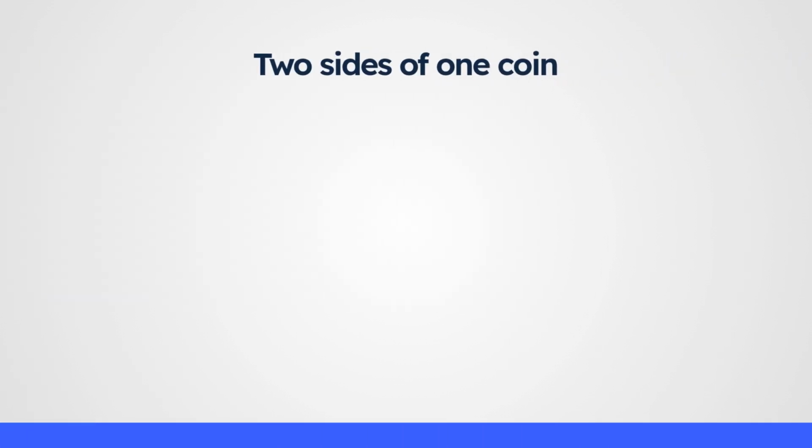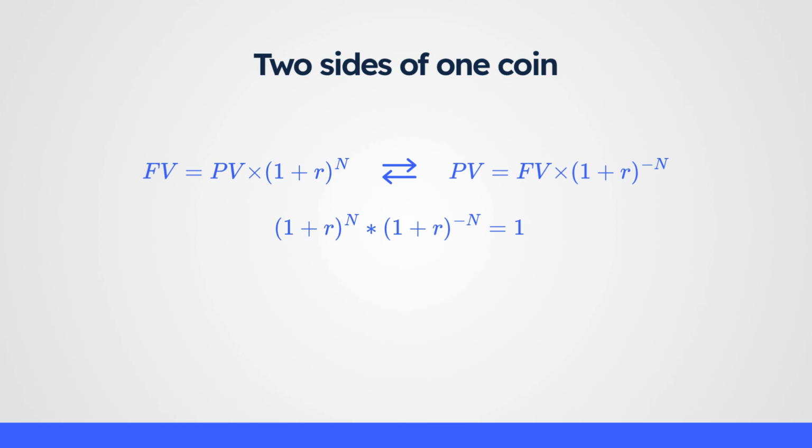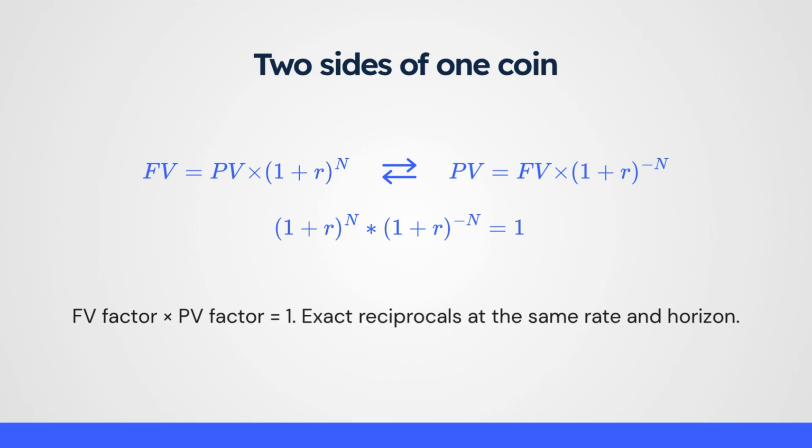Let's tie it together. Future value and present value aren't two separate formulas. They're two sides of the same coin. Growing a present value forward and discounting a future value back use factors that are exact reciprocals. 1 plus r to the n times 1 plus r to the negative n equals 1, as long as the rate and the horizon match. Hold on to that symmetry. In the next lesson, we'll see what happens when interest compounds more than once a year, and why that changes the rate you actually earn.